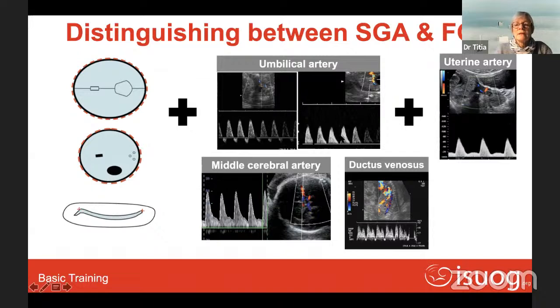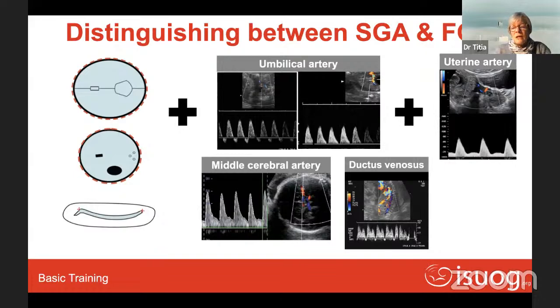And in this case, there's no end-diastolic flow, and there is even reverse end-diastolic flow. And you will measure the pulsatility index, and these are extreme forms, but there are milder forms where there is still some end-diastolic flow, but a raised pulsatility index. Next week, you will get the lecture about that. And you may have abnormal measurements in the middle cerebral artery where there is an increased end-diastolic flow, which indicates that the baby is redirecting its blood flow to its most vital organs, which are the heart and the head, and the head is easy to measure.